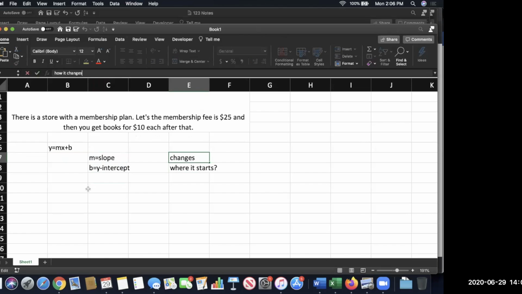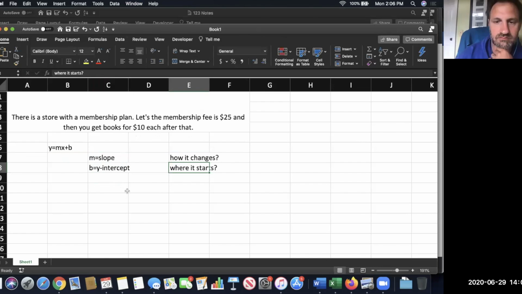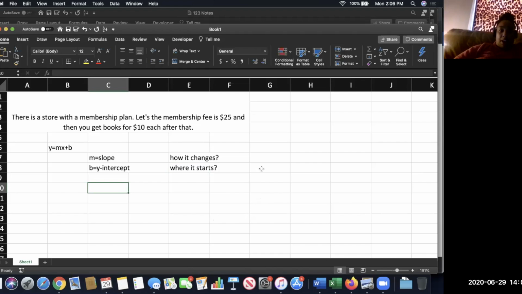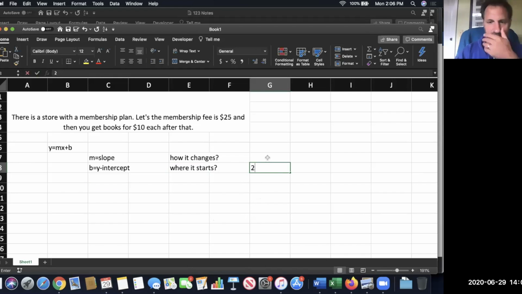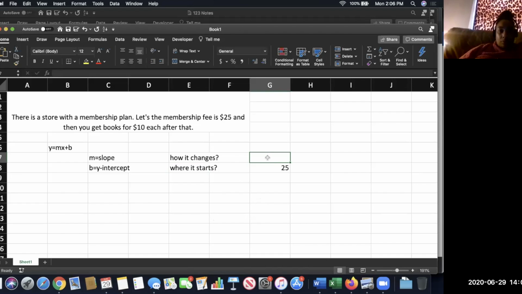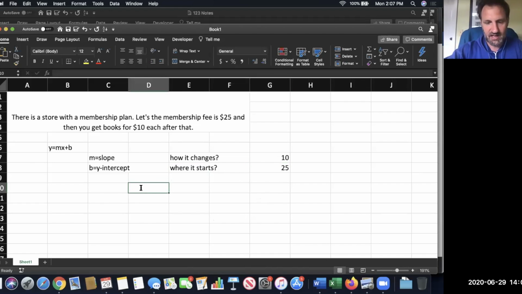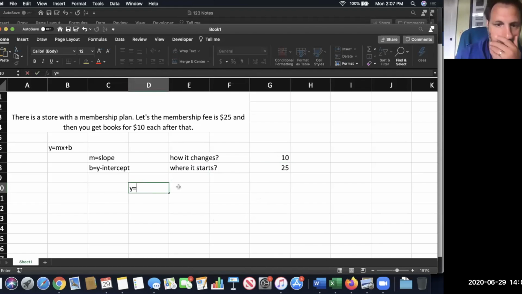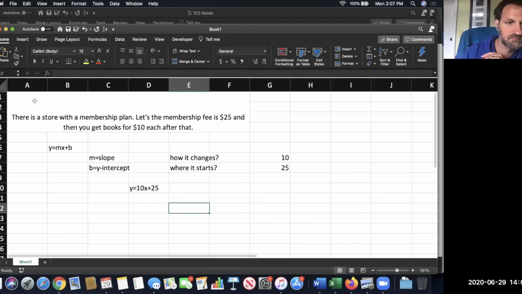So it starts at 25. No, go ahead. It starts with 25. Good. 25 is where it starts, right? Which means that the other number should be how it's changing, right? Which is 10. And so very simply, this model would be y equals 10x plus 25. Okay. Let's look at another one.